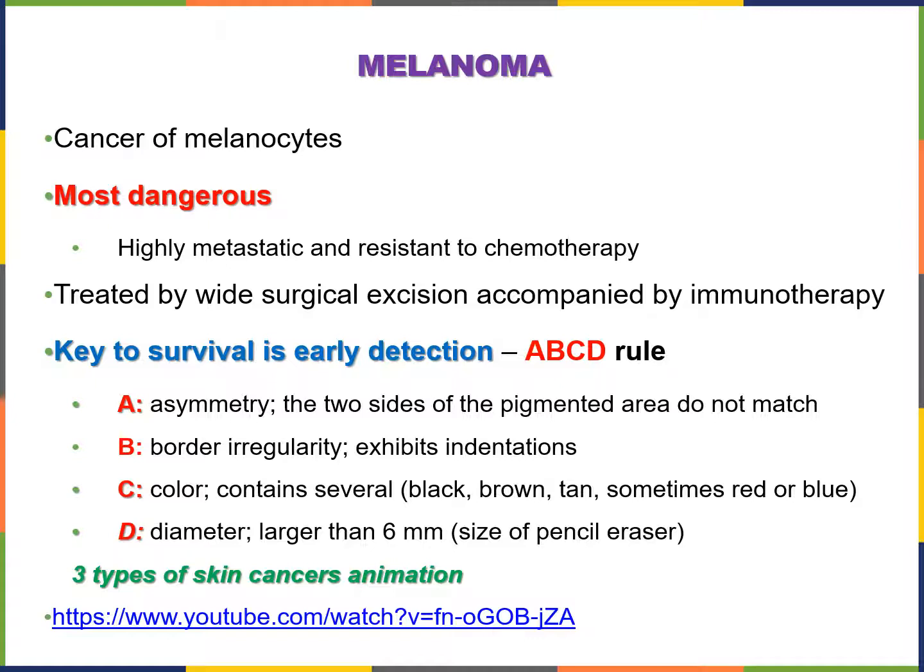The key to survival of these types of cancers is early detection, using the ABCD rule. A, look for asymmetry: the two sides of the pigmented area don't match. B, border irregularity: it exhibits indentations. C, color: it contains several shades of black, brown, tan, sometimes red or blue. D, diameter: the skin lesion is larger than 6 millimeters, about the size of a pencil eraser. There are animations of the 3 types of skin cancer on YouTube where you can learn more about them.